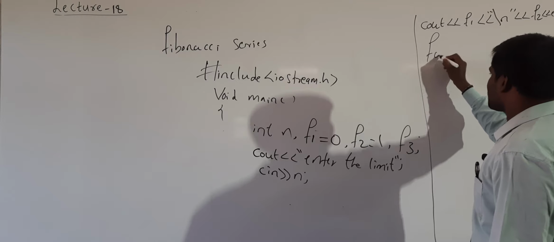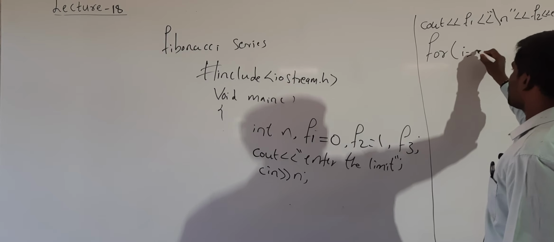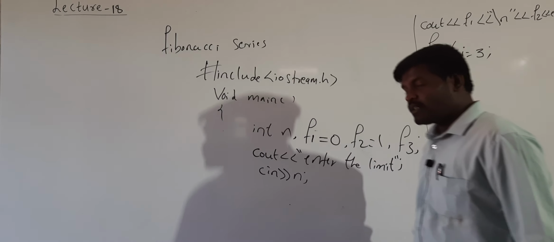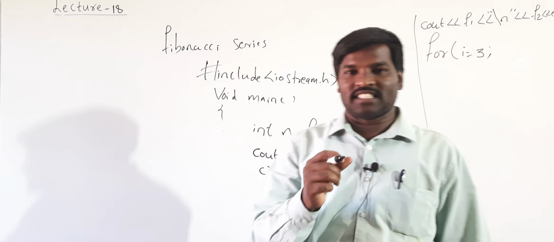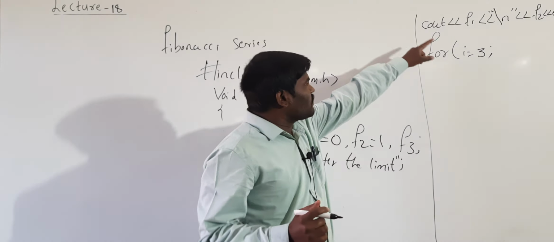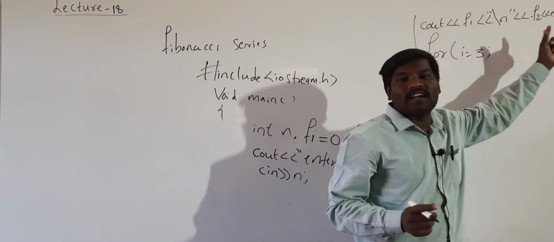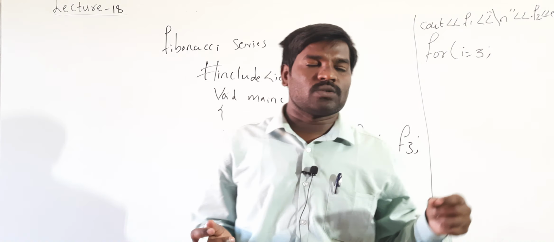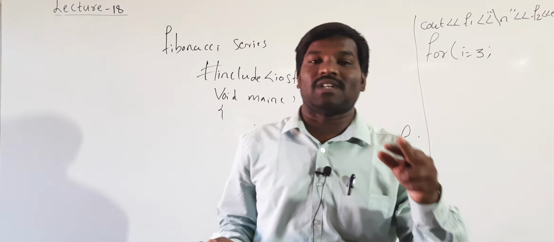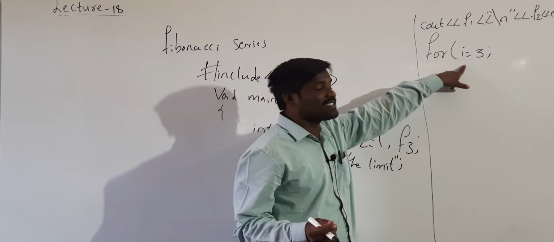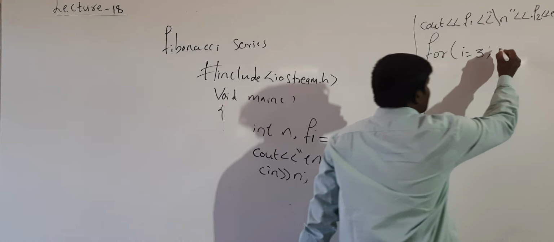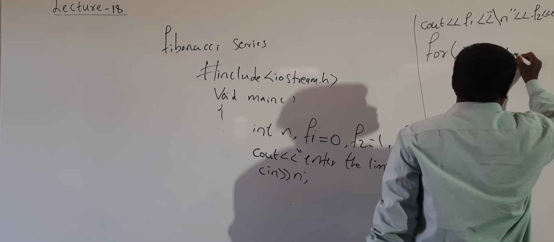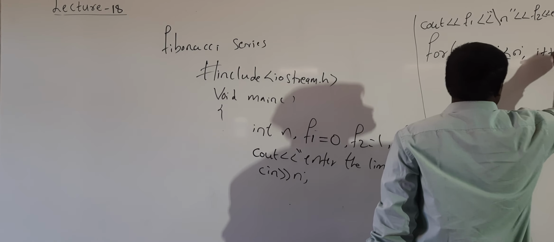Next, for i is equal to 3. Why do I initialize i equal to 3? Because the first value and second value I have already printed, so I have written the statements for the first and second values. That's why I initialize i equal to 3, and this process will repeat up to n, i plus plus.